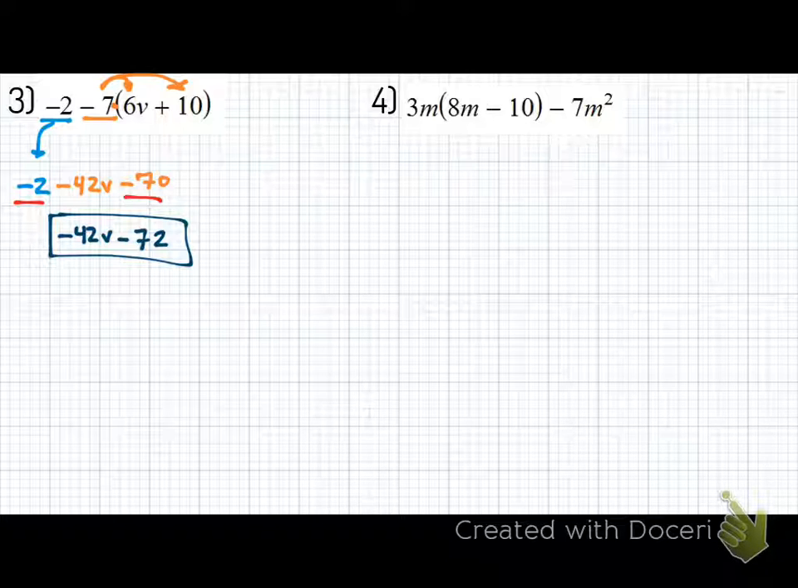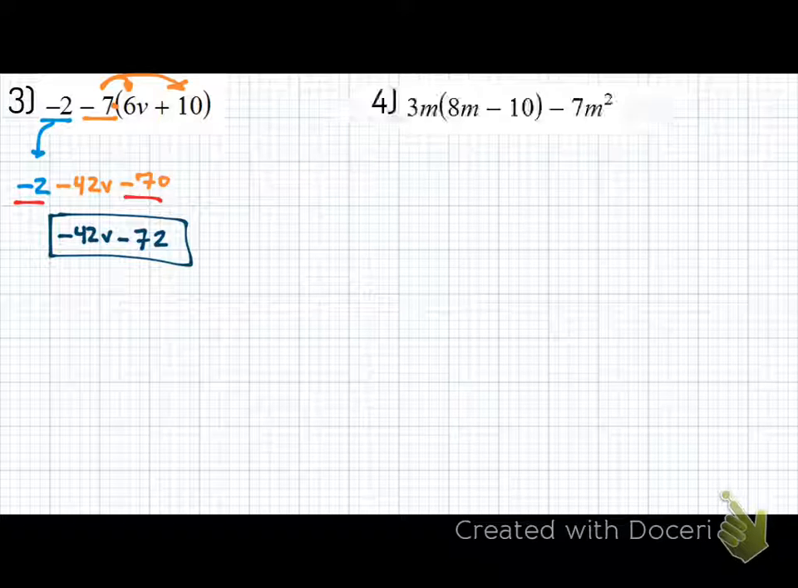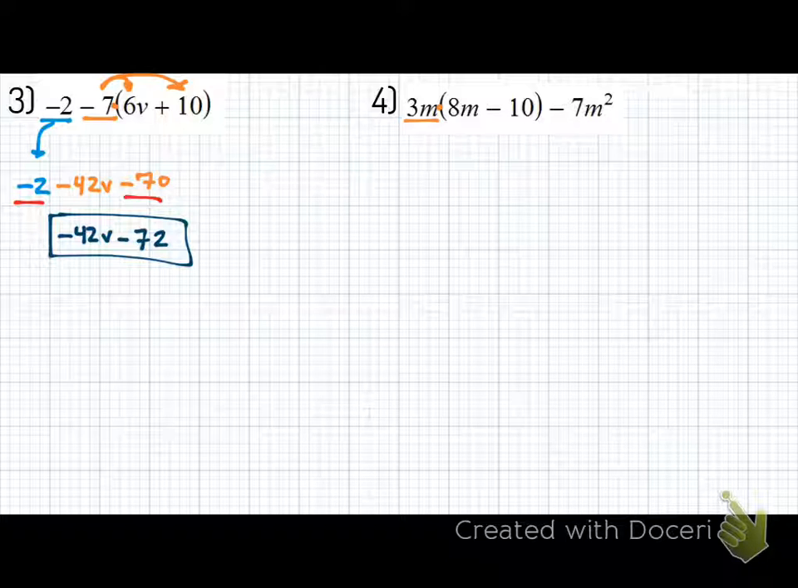Okay, number 4. You can write down number 4. We have 3m times the quantity 8m minus 10, minus 7m squared. Again, I will start this one off. Sorry about that. That was just a side problem. Okay, so 3m is being multiplied here, right? Y'all see that? I want you to answer me starting with the word positive or negative. What's 3m times 8m?